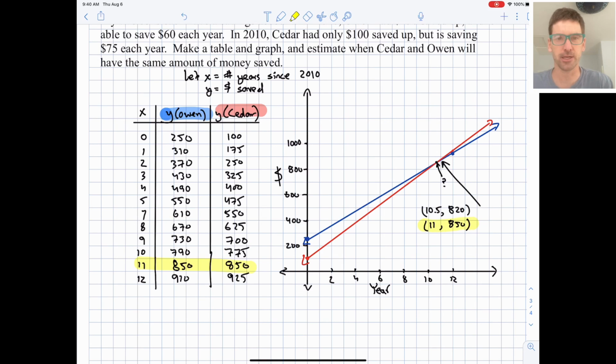So that is the correct answer. We know that from the table. But I just want to reinforce that sometimes it's challenging to get an exact precise answer just from the graph. So anyway, it looks like they'll have the same amount of money next year, right? Because year 11 will be 2021, and I'm filming this in 2020. Okay, so we'll follow along Owen and Cedar's progress, and we'll see if they really do have the same amount of money. All right, that's a good place to stop right there.